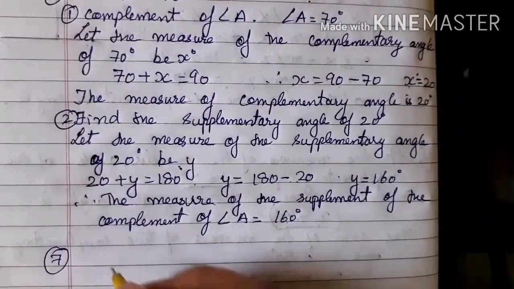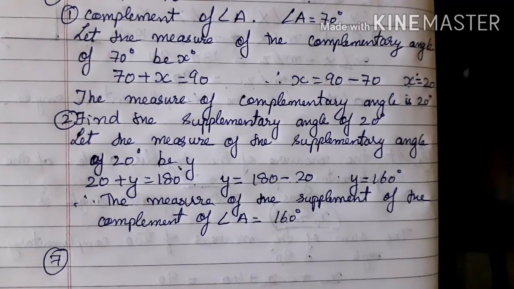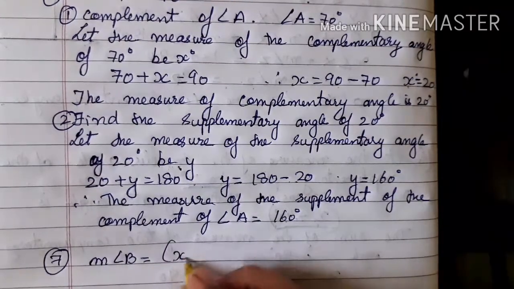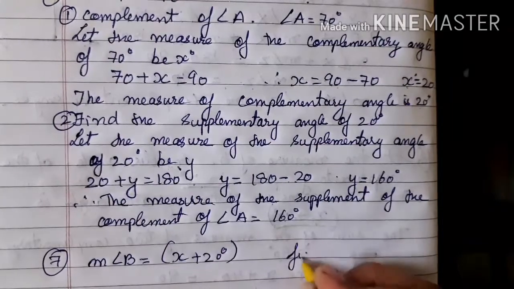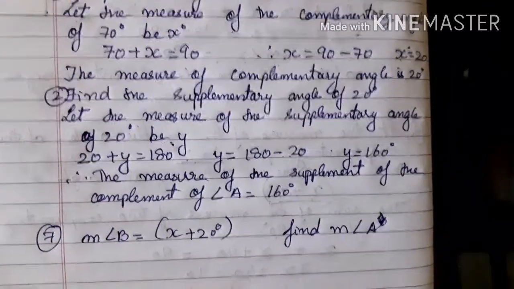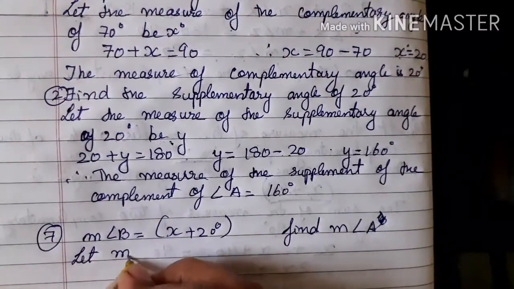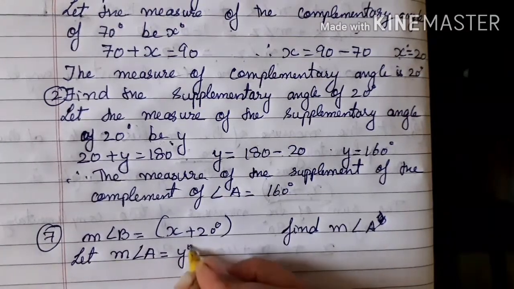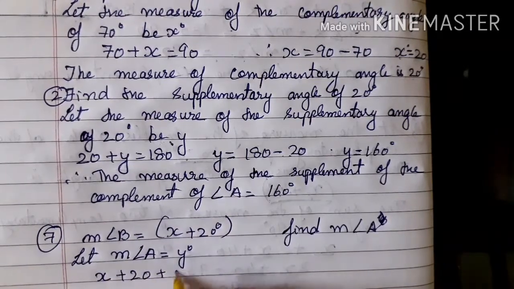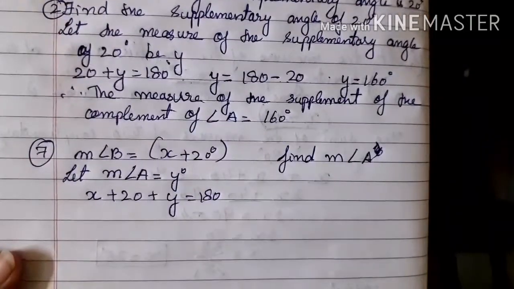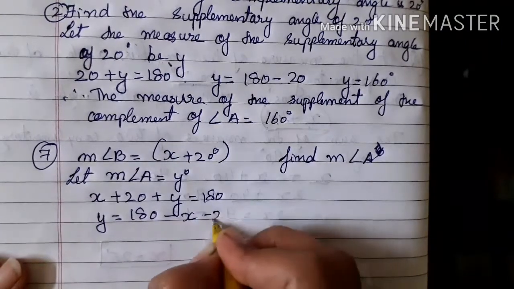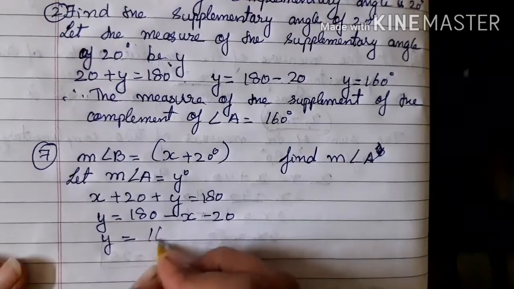Now moving towards question number 7. Angle A and angle B are supplementary to each other. The measure of angle B is equal to x plus 20 degrees. Then find the measure of angle A. So let the measure of angle A be y degrees. The sum of supplementary angles is 180. So x plus 20 plus y is equal to 180. y is equal to 180 minus x minus 20.